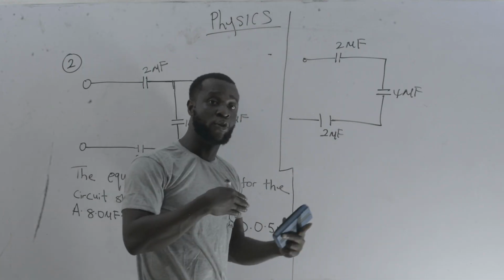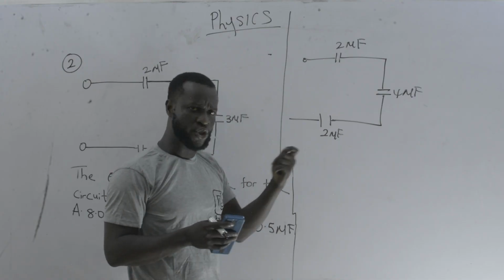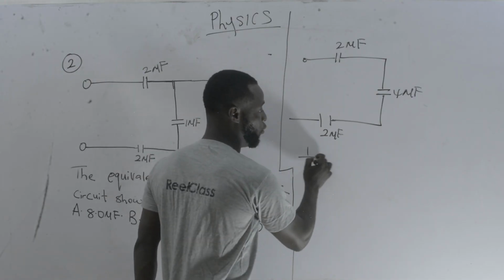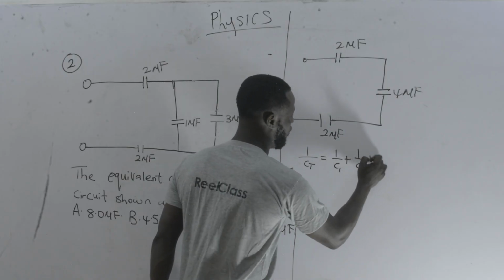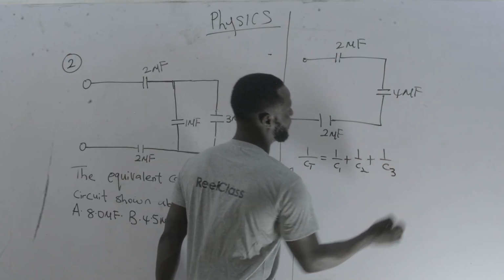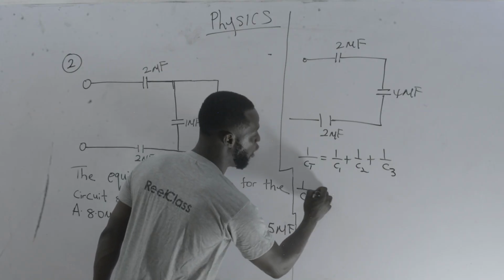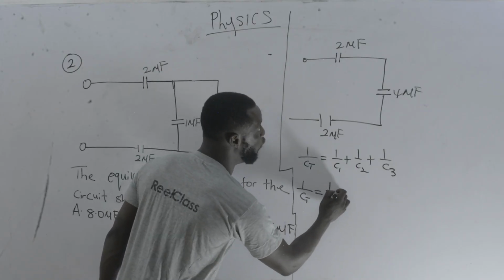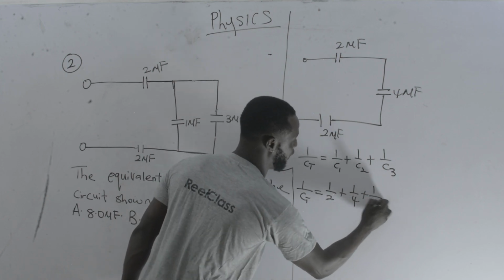Now, since there are more than 2 in series, I cannot just do product over sum. I told you that I will do product over sum if there are just 2 in series. Now, with more than 2 in series, I will have to use that 1 over C total is equal to 1 over C1 plus 1 over C2 plus 1 over C3. If I do that, 1 over C total, which I'm looking for, will now be equal to 1 over 2 plus 1 over 4 plus 1 over 2.